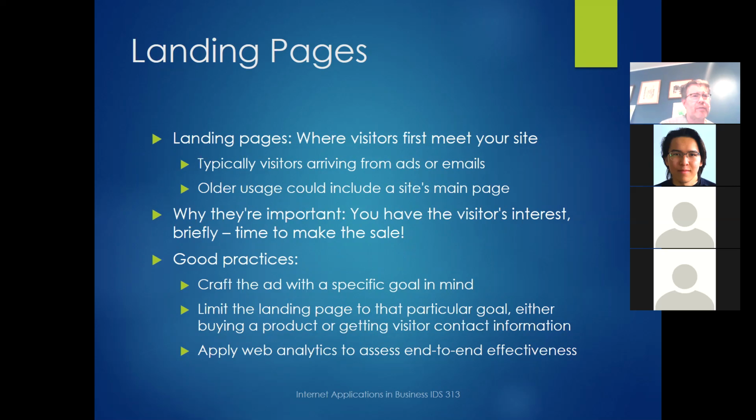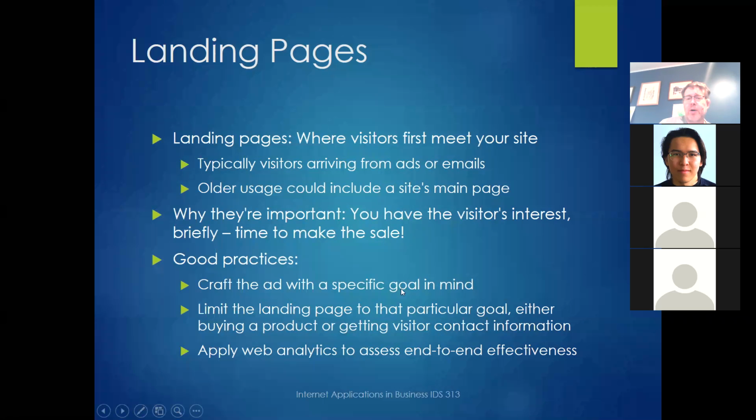So Pizza Hut, for example, once you sign up to get emails from them, they'll start sending you all kinds of ads about whatever discounts they have going on that day. And if it's something like a buy one, get one, that'll be in the ad, and you can click on it and go to Pizza Hut, and it should bring you right to a place where you pick the 2 pizzas you want to get. That makes it easier for the customers. So limit the landing page to that particular goal, either buying a product or getting visitor contact information.